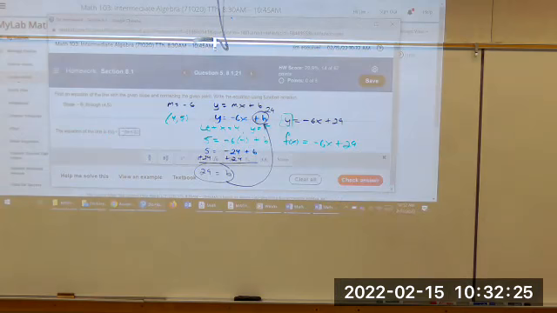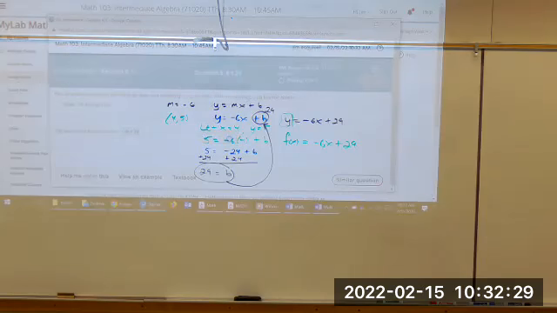Same thing on number 6, a point and a slope. And then for this one, they give you 2 points, so it's just like the warm-up that we did. Find the slope first.